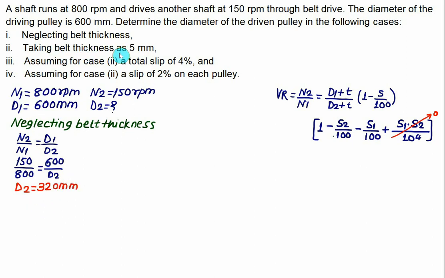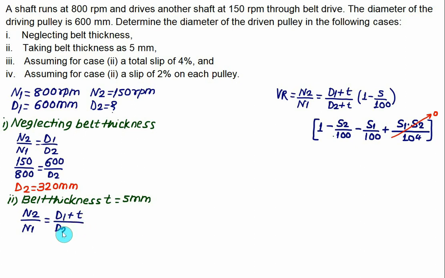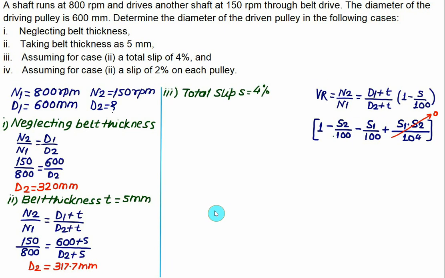In the second case you have to consider the belt thickness. So we have N2 by N1 is (D1 plus T) upon (D2 plus T). N2 value is 150 and N1 value is 800. Diameter of the driver pulley is 600 plus thickness 5, divided by diameter of the follower plus thickness equal to 5. Diameter of the follower is 317.7 mm.